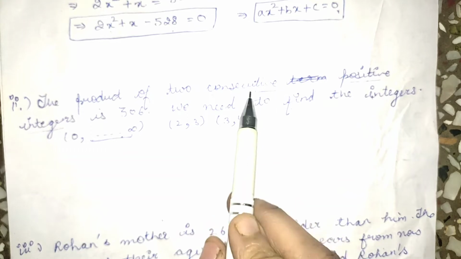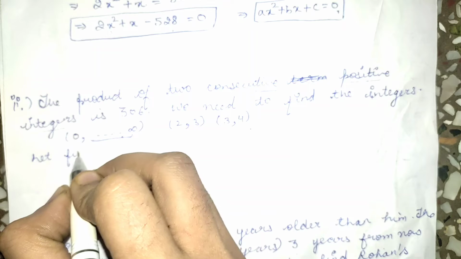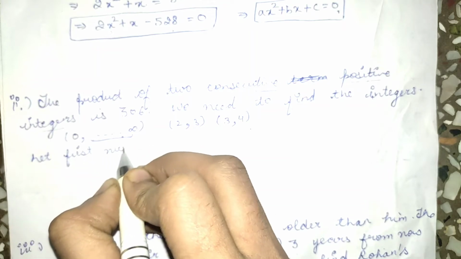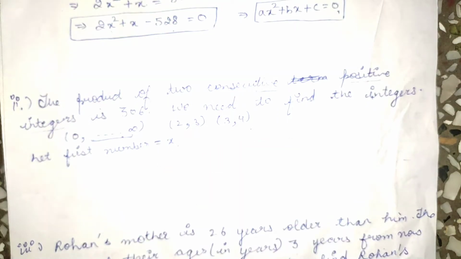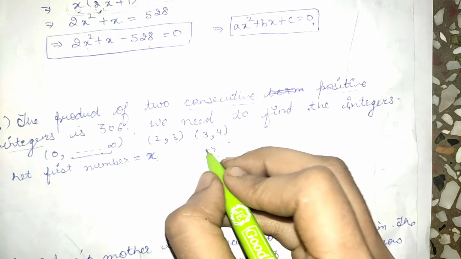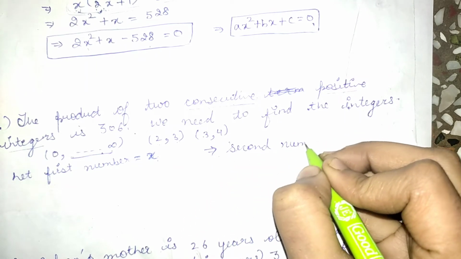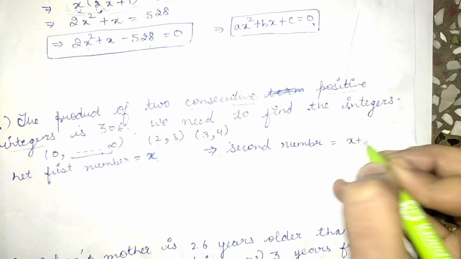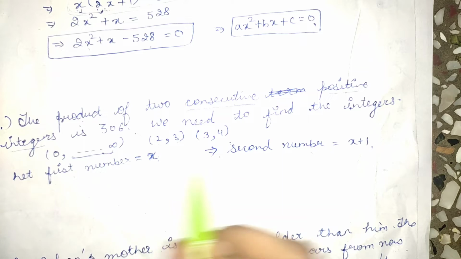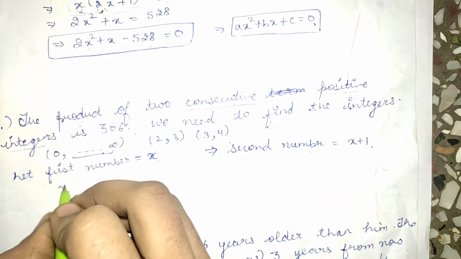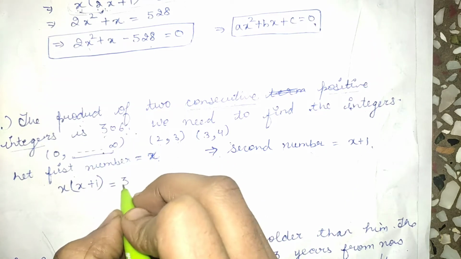Okay, so I don't know what these two consecutive positive integers are. So let us suppose that the first number is equal to x. If my first number is x, then my second number will be equal to x plus 1, right? The condition is product. I have to do the product of these two numbers, that means x into x plus 1, which is equal to 306.